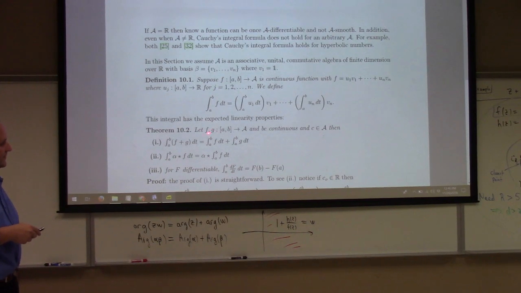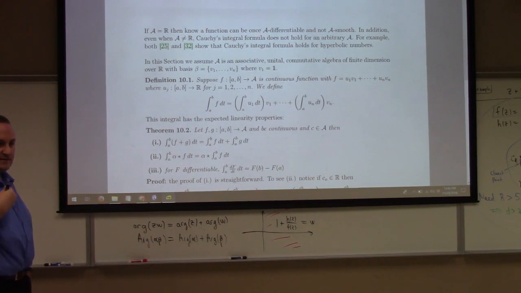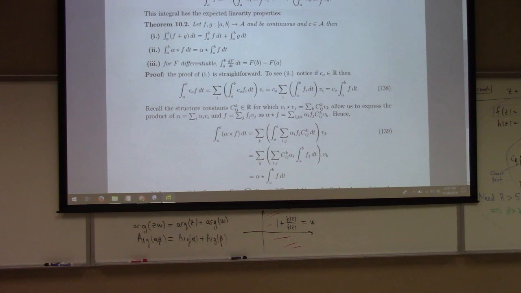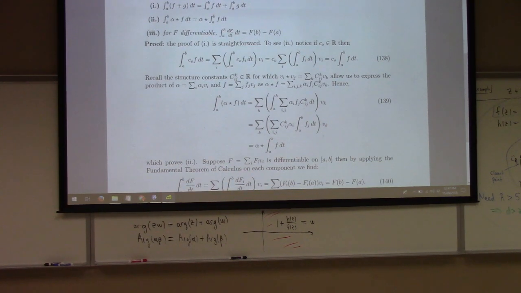So I want to describe how to integrate functions. I start by describing how to integrate functions from the real numbers to the algebra. So this would be like integrating a complex valued function of a real variable. How do we do that? We integrate the real part and the imaginary part separately. This is just calculus 3, where you learn to integrate a space curve. You integrate component-wise. So I integrate component-wise, and you get linearity. You can pull out the algebra multiplication. You get a fundamental theorem of calculus at that level. The proofs are all through structure constants, and it doesn't matter.